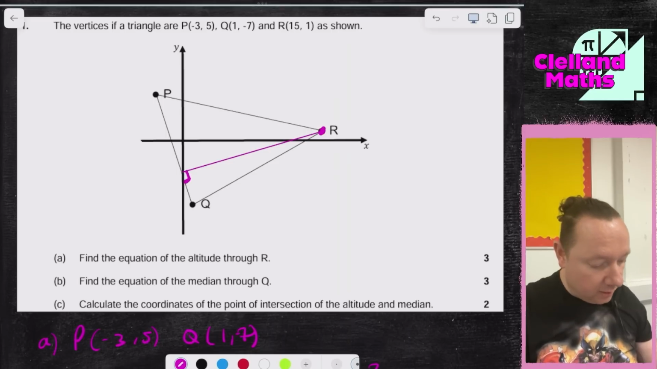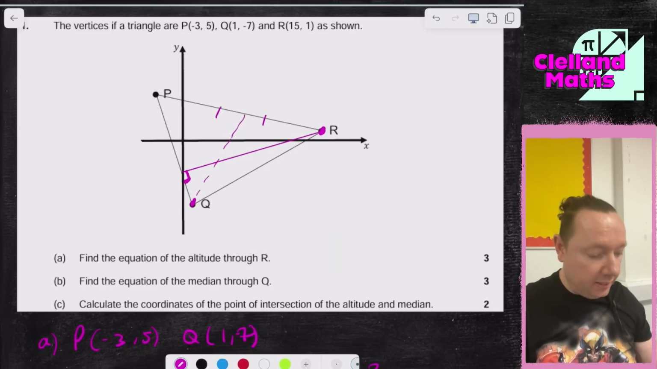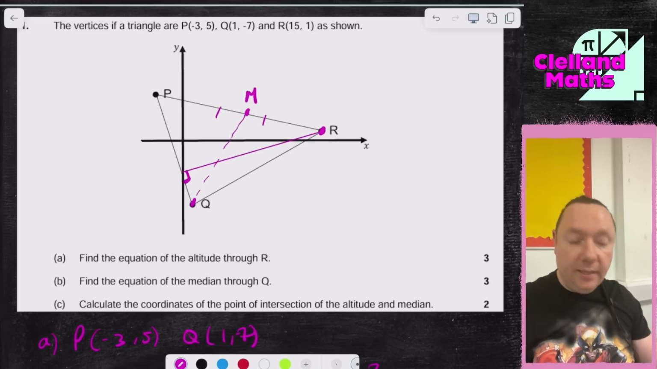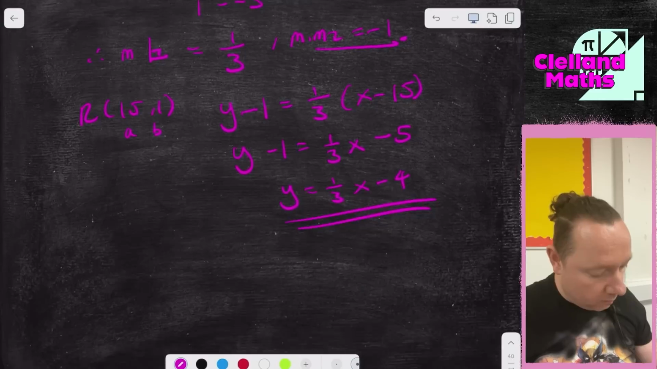Part B says, find the equation of the median through Q. So the median through Q means starting at Q, going to the opposite side, and it cuts it in half. So I need the midpoint of PR, and that'll give me this point here, let's call it M, and then the gradient of MQ, and then y minus b is m, x minus a. So P and R are minus 3, 5 and 15, 1.